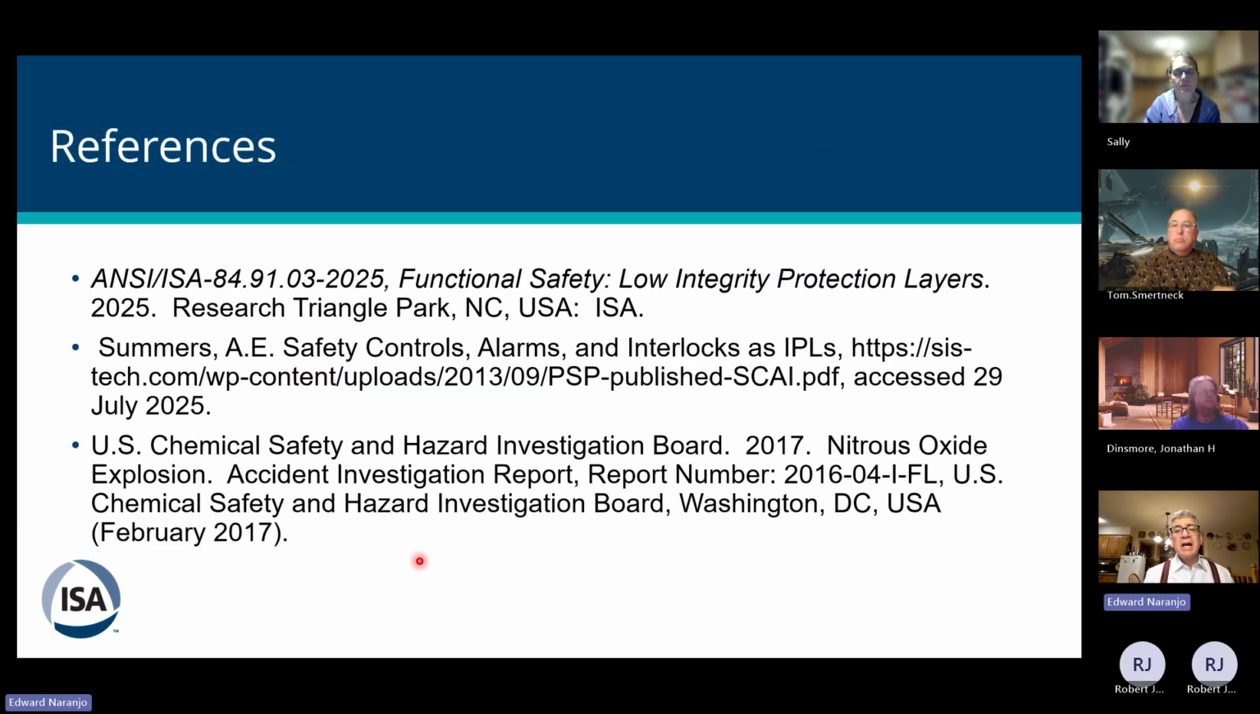And once again, I think that it's very instructive to read these accident investigation reports by the U.S. Chemical Safety and Hazard Investigation Board. And that's the one that I was referring to right now. It is the nitrous oxide explosion near Pensacola. Any questions?